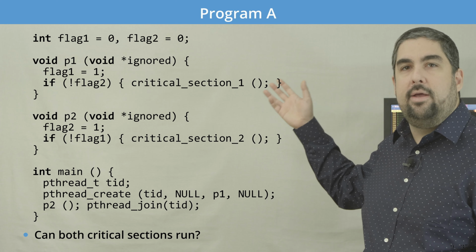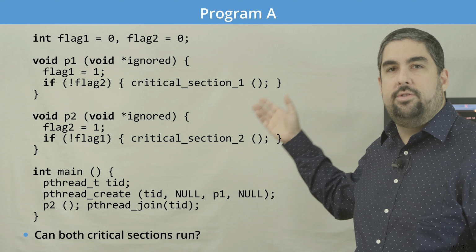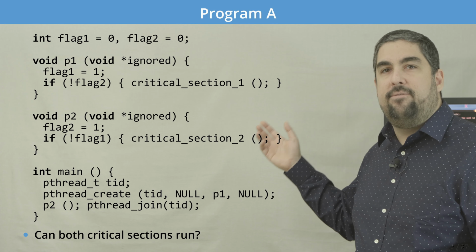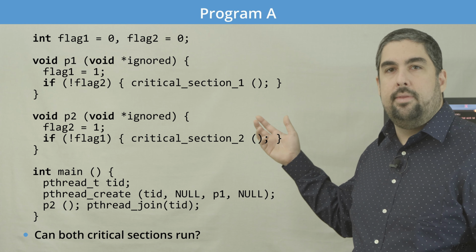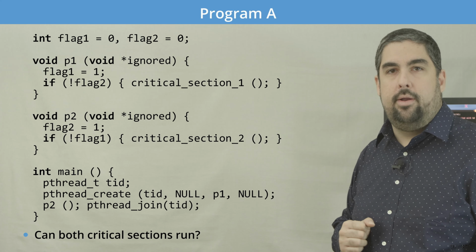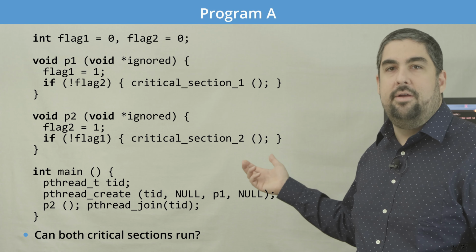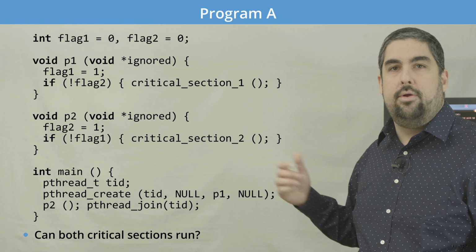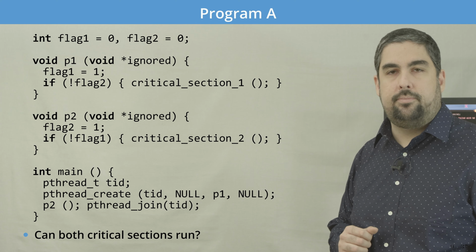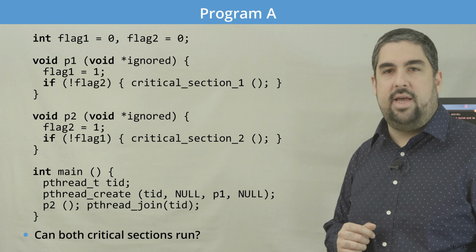Well, let's look quickly at what these things are doing. P1 sets flag 1 to 1, and then if flag 2 is 0, then we're going to run critical section 1. And P2 is going to set flag 2, and if flag 1 is 0, it's going to run critical section 2. Is it possible that we can run both critical sections?